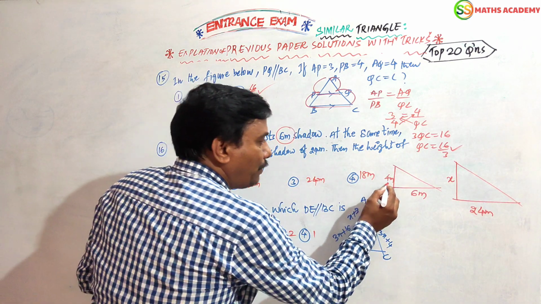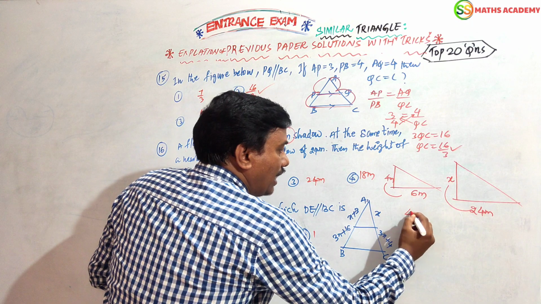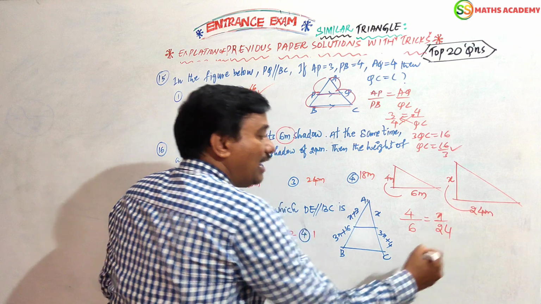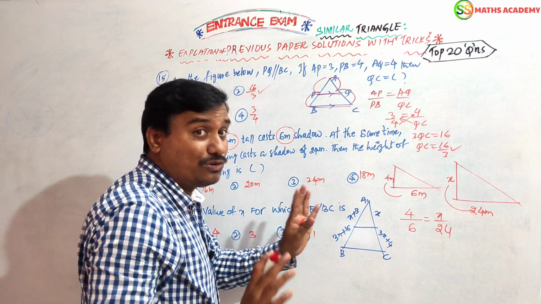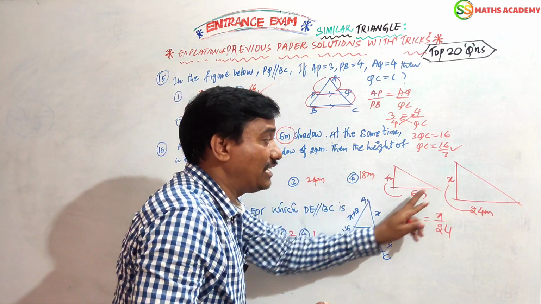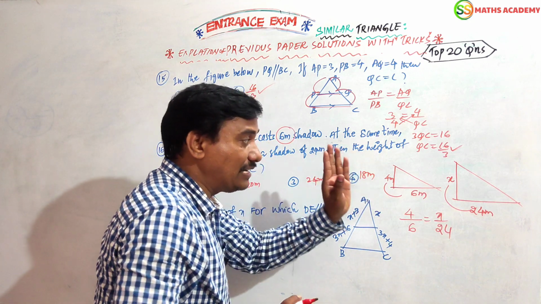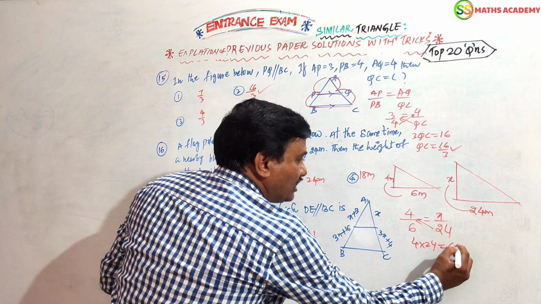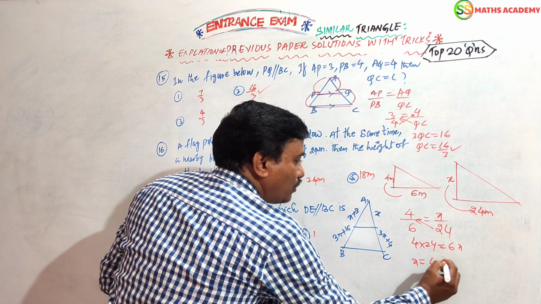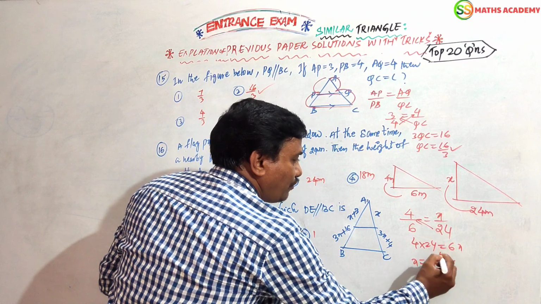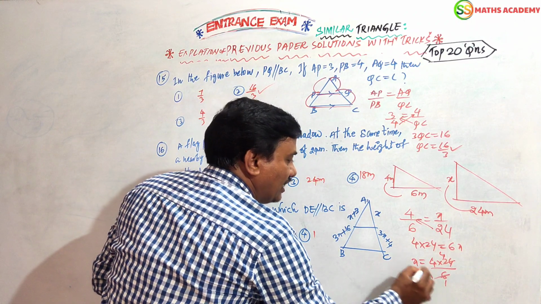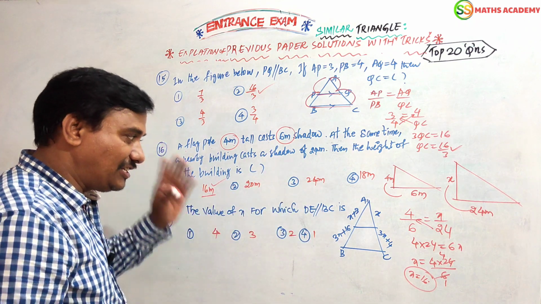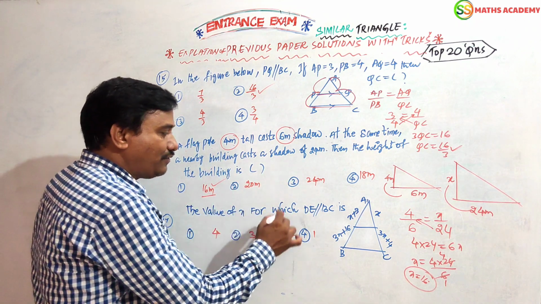X we can take. Comparison between these two: height by shadow, height by shadow. Simple. Not side by side. Don't take 4 by x, 6 by like that. Height by shadow, that's it. Do the cross multiplication. 4 into 24 equals 6 into x. Now x equals 4 into 24 by 6. 6 ones are 6, 6 fours are 24, 4 fours are 16 meters. Finish? Answer. That's it.